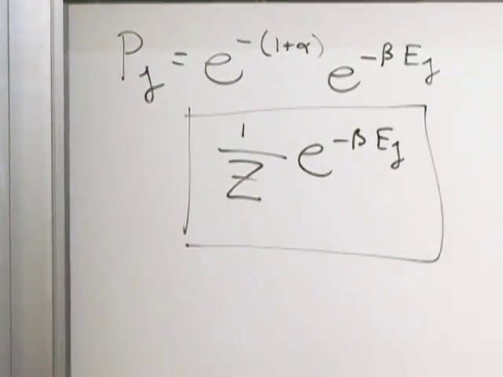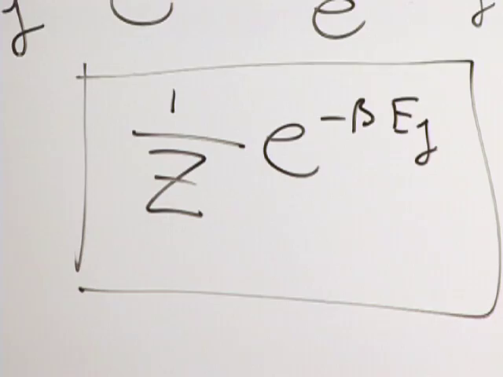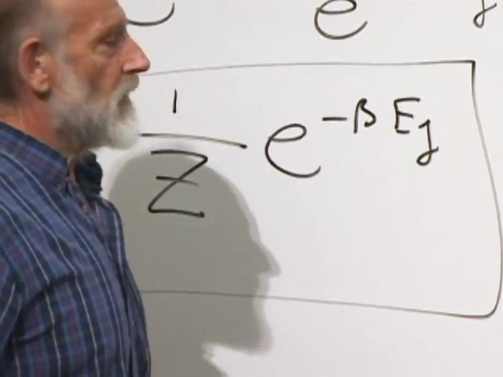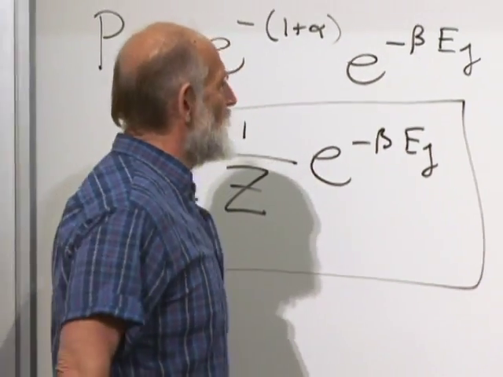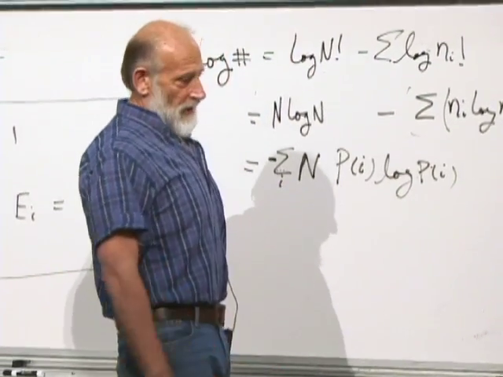That may or may not be familiar to you. Some of you who know a little bit of statistical mechanics, this is a very famous formula. For those who don't know it, it's less famous. All right, what is Z?